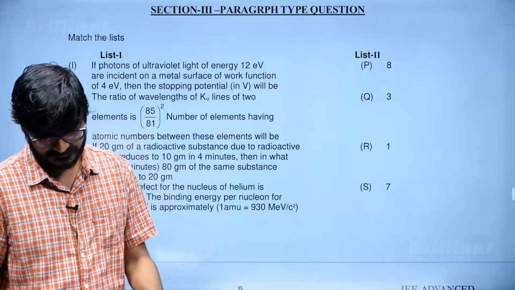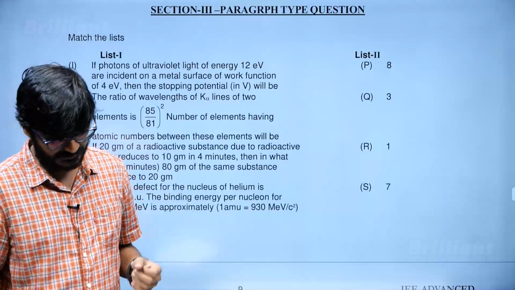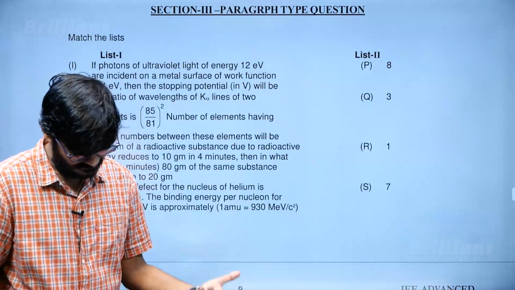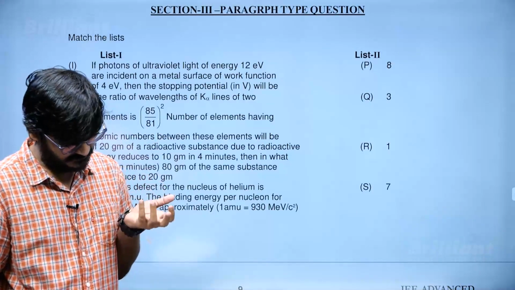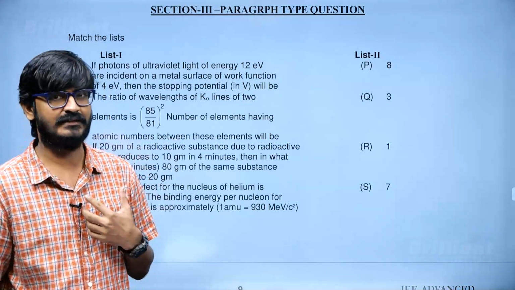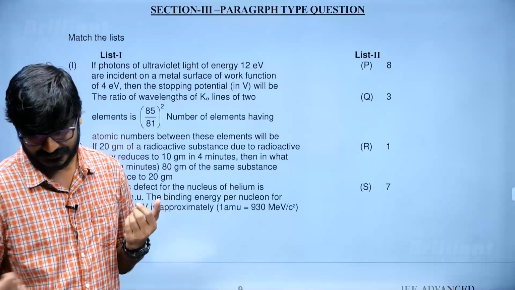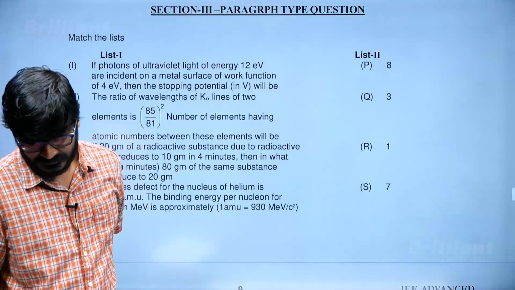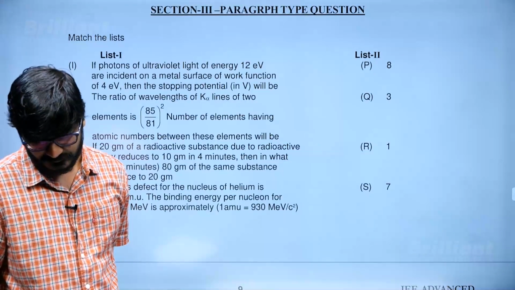In the next question, if the photons of ultraviolet light, okay, 12 volt, work function is 4. So what will the maximum kinetic energy? Maximum kinetic energy will be 8 electron volt. So what is the stopping potential? 8 volt. So option P. Okay, the next one, K alpha.